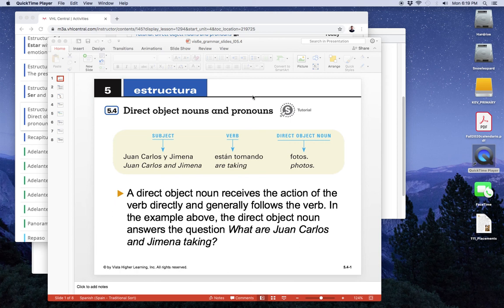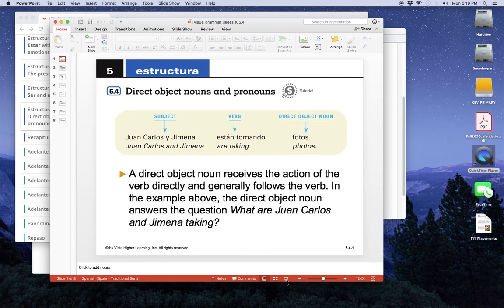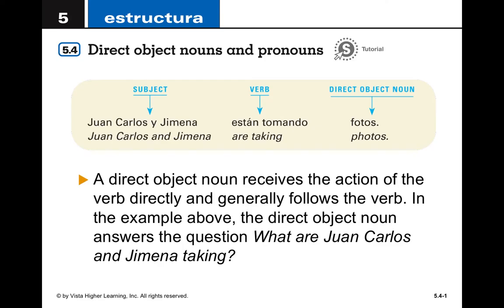Aquí estamos. So here's their first video lecture, and we'll be looking at section 5.4, which is the last grammar section of chapter 5. And so we're going to start with this PowerPoint. So we'll see, this information is in your book, but it's good to go over. So today we're talking about direct object nouns and pronouns.